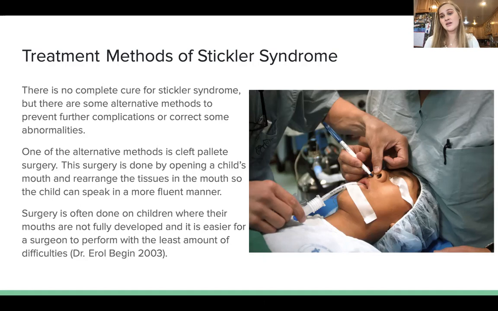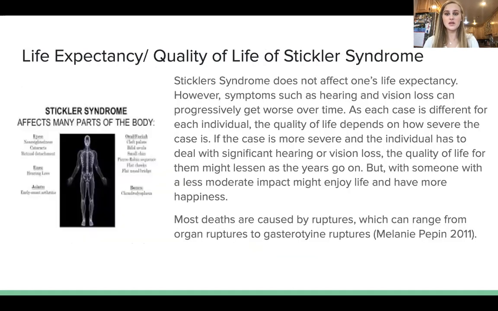It can be done on adults, but mostly children, where their mouths are not fully developed, and it is easier for a surgeon to perform with the least amount of difficulties. So it is not impossible for an adult to get this surgery, but it is going to be way more difficult on the surgeon and the patient itself.